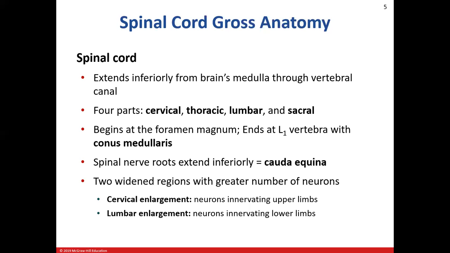Specifically, the spinal cord begins at the foramen magnum, but the cord itself, we'll notice, actually ends at the L1 vertebrae, with the conus medullaris. Now that doesn't mean that we don't have some extensions of the spinal cord coming off lower than that, but it does not go all the way down the vertebral column. It ends at that L1 vertebrae.